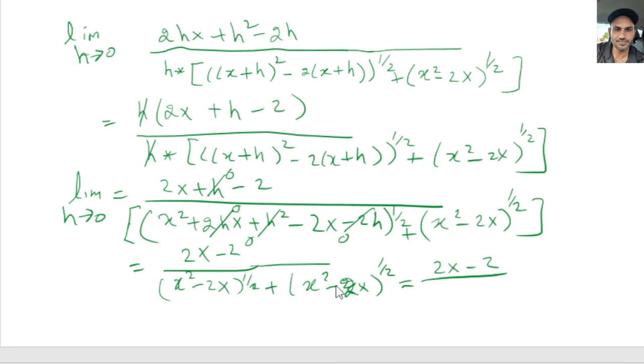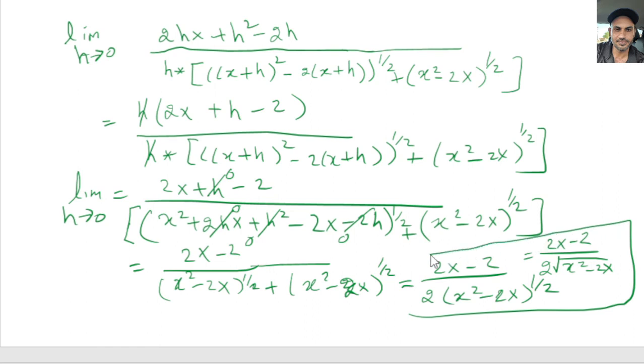Now you have two like terms in the denominator, so basically you have 2 times x squared minus 2x raised to 1/2, which is the same as a square root. You can change that to a square root if you want, so it would be more like 2x minus 2 on the top, and you have square root 2 times square root of x squared minus 2x. So these are your final answers. You can leave it in either format, it's correct.